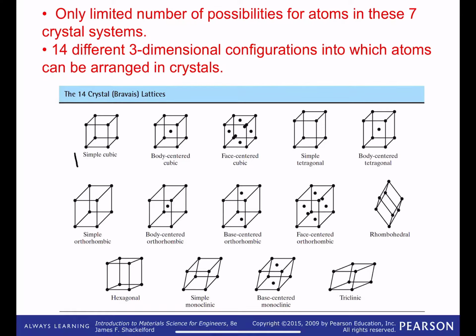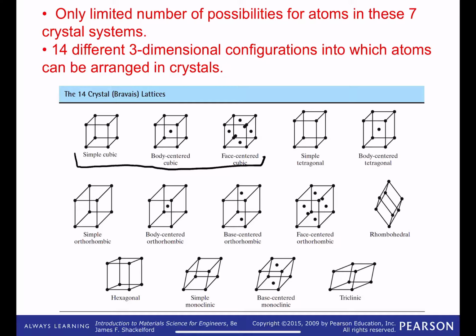So just to review, we've covered the cubic systems. These make up 3 of the 14 crystal lattices, or Bravais lattices, that are all the possibilities for installing atoms in our 7 crystal systems. So we've just described 3 of the 14 Bravais lattices.